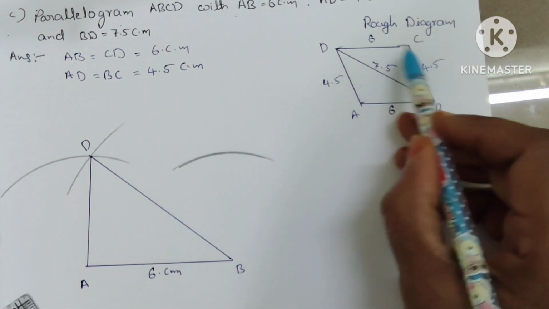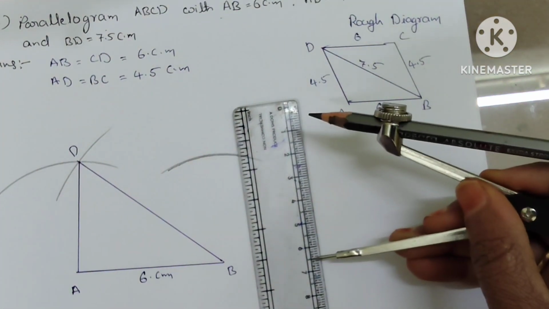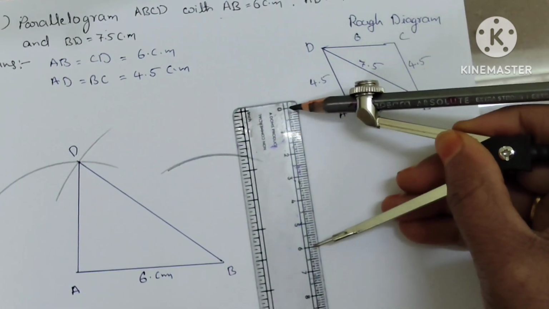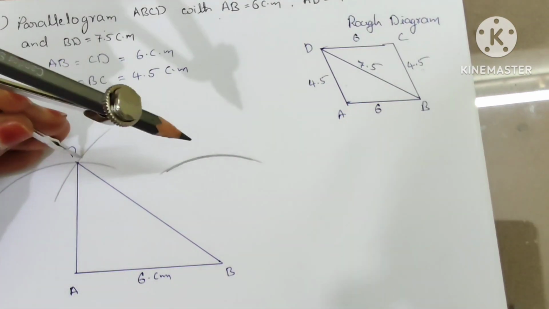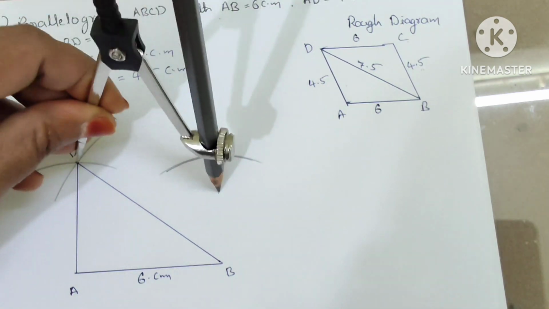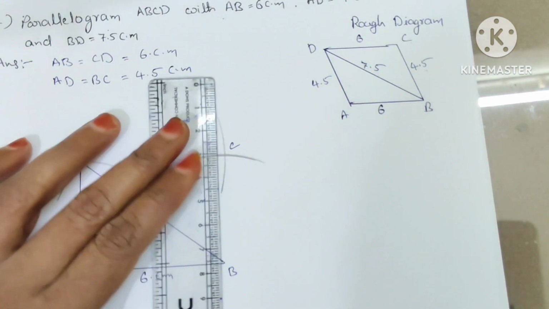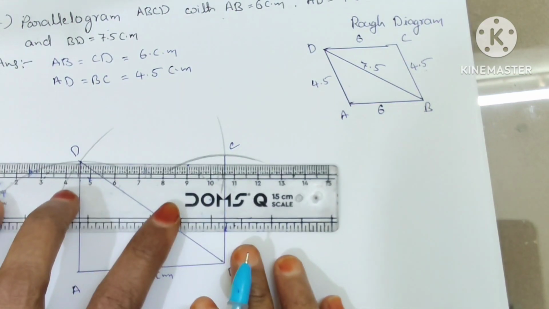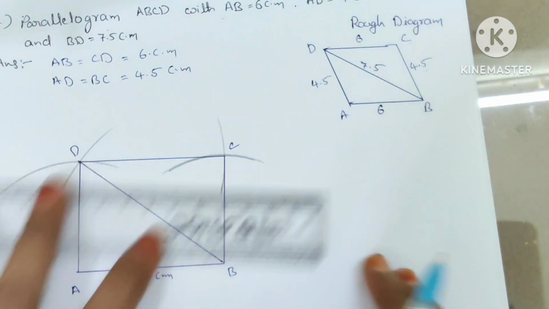Next, D to C, 6 centimeters is given. So again we take the scale and rounder. Here distance 6 centimeters, pointer on 6, pencil on 0. So here the distance is 6 centimeters. Now based on D, draw the arc touching the previous arc. Now this point is C. Add these 2 points, C and B. Next, B and C, add these 2 points.